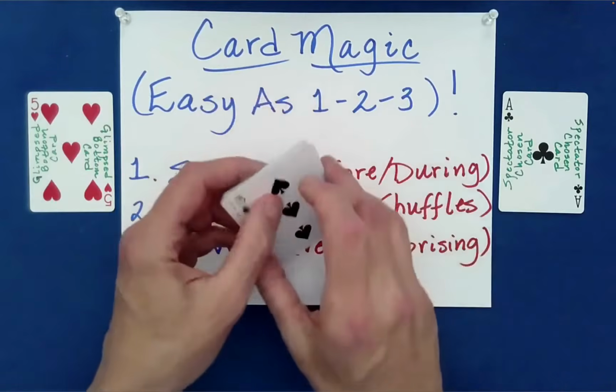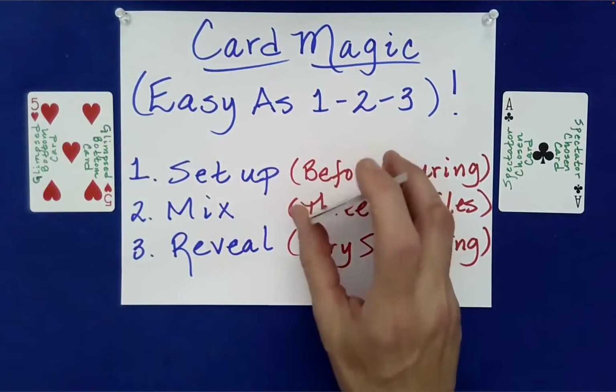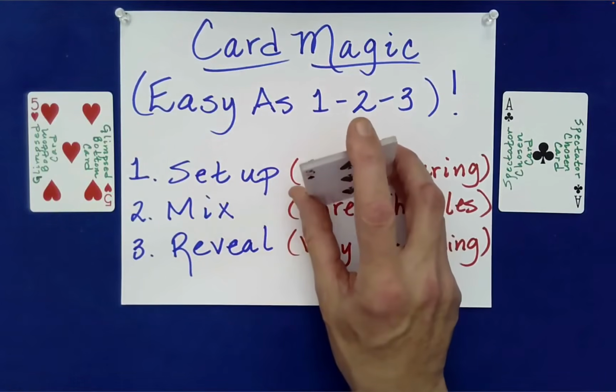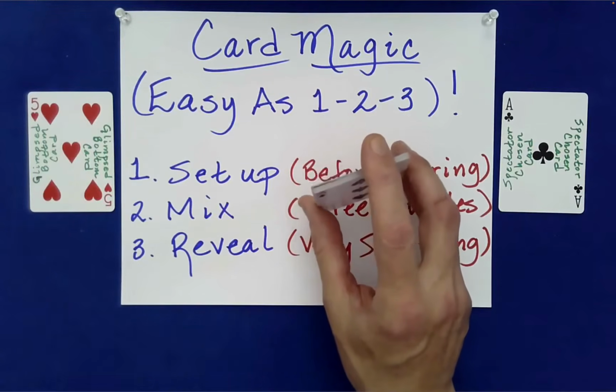And a lot of times what you can do is just tap it on the table as if you're just squaring up the packet, and you can see the identity of the bottom card. Okay, so that's the only information that you need to hold on to throughout this little performance.